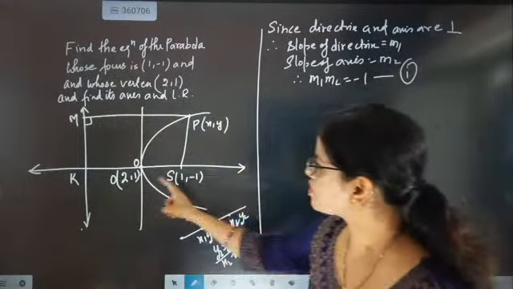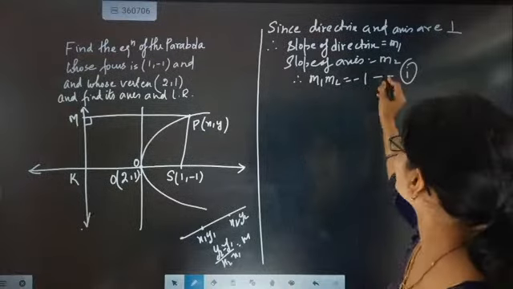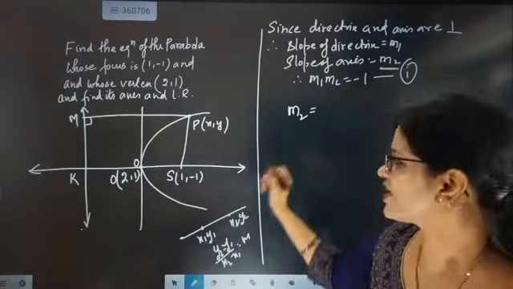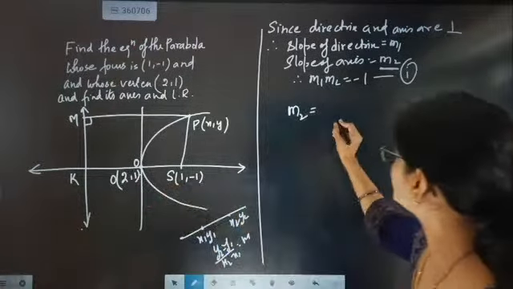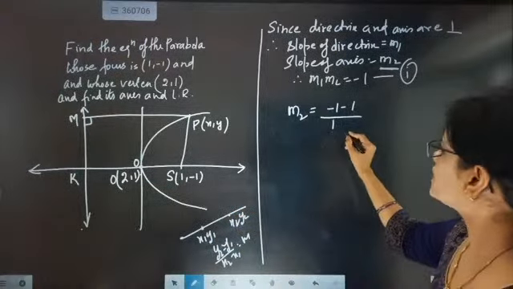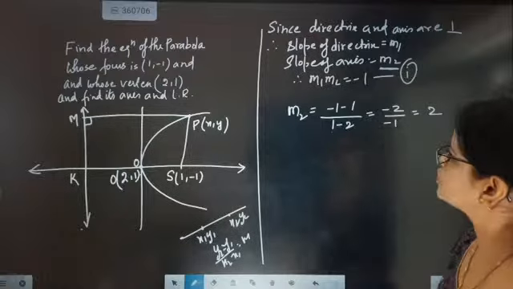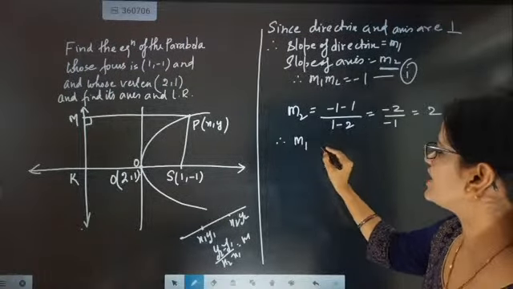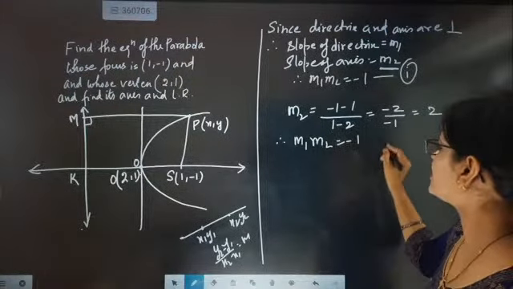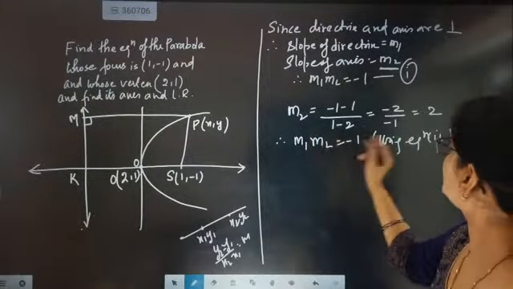So here 2 points are already there. How to get the slope of the axis? So the slope of the axis is m2. So m2 will be equal to minus 1 minus 1, and then 1 minus 2. It is coming as minus 2 by minus 1. So it is coming as 2. Therefore, the slope of the directrix multiplied by this is equal to minus 1, using equation 1. So directly m2 is coming as 2.